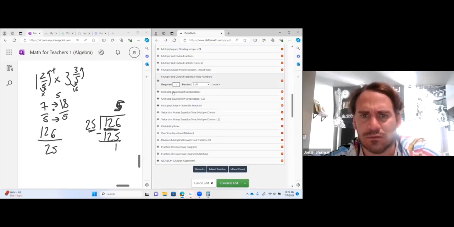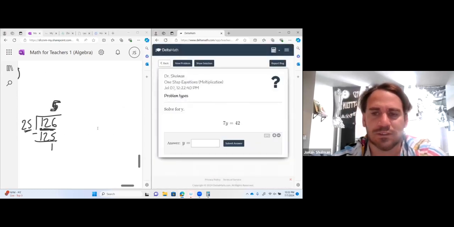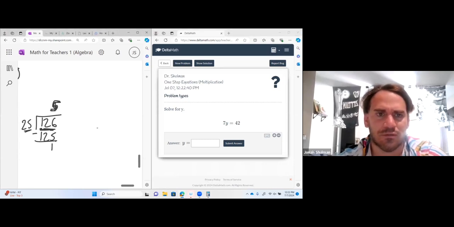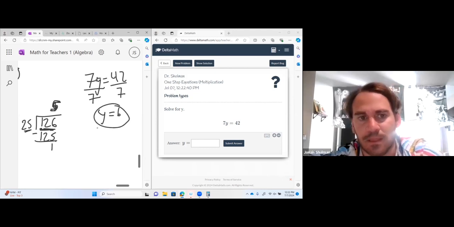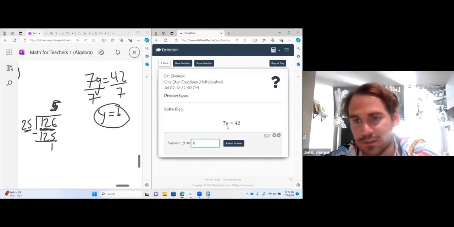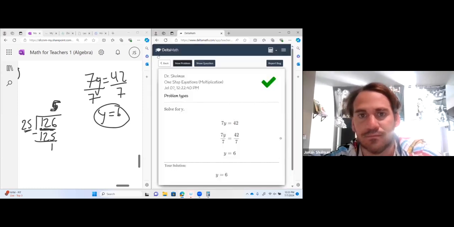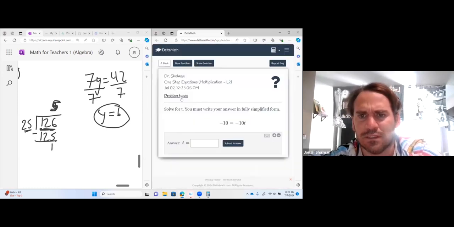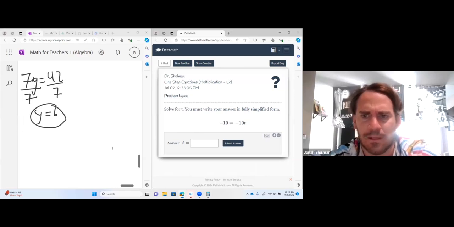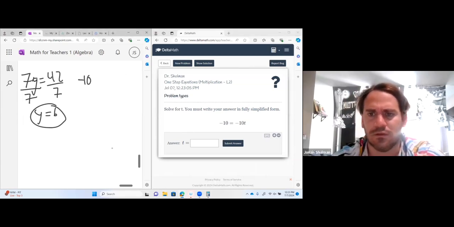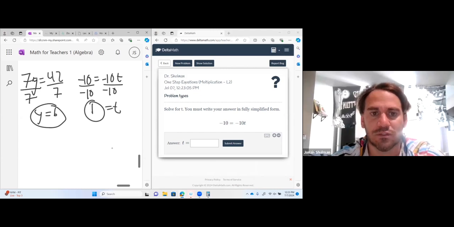All right, let's keep going. Here's some easy one-step equations for when we get to algebra. So we have 7y equals 42. Divide both sides by 7. Y gives us the 6. So we just have to do the opposite to get it. We could check it. 6 times 7 is 42. All right, let's see a level 2. -10 equals -10t. Divide both sides by -10. A negative divided by a negative is a positive. 1 equals t.